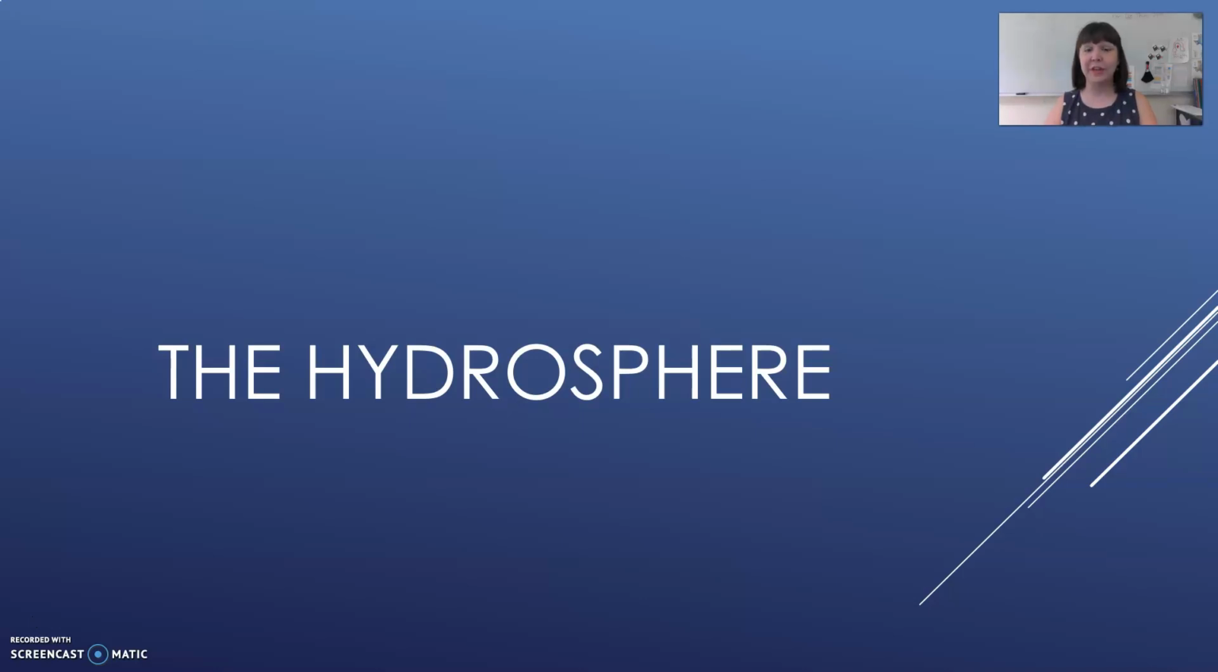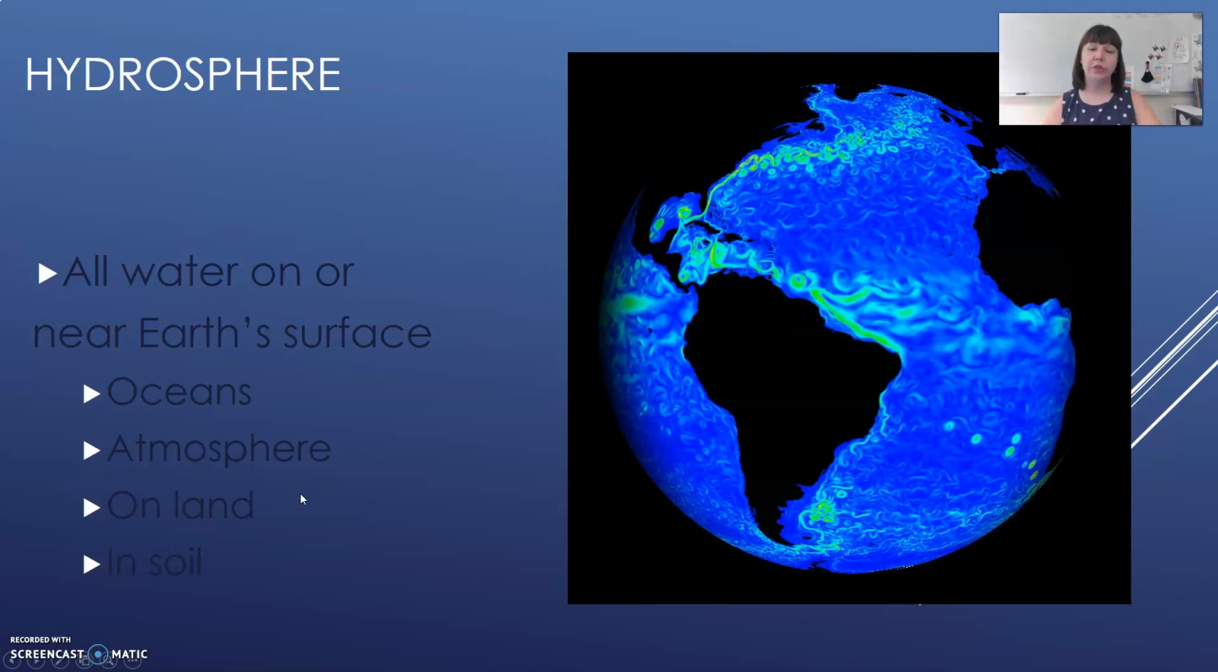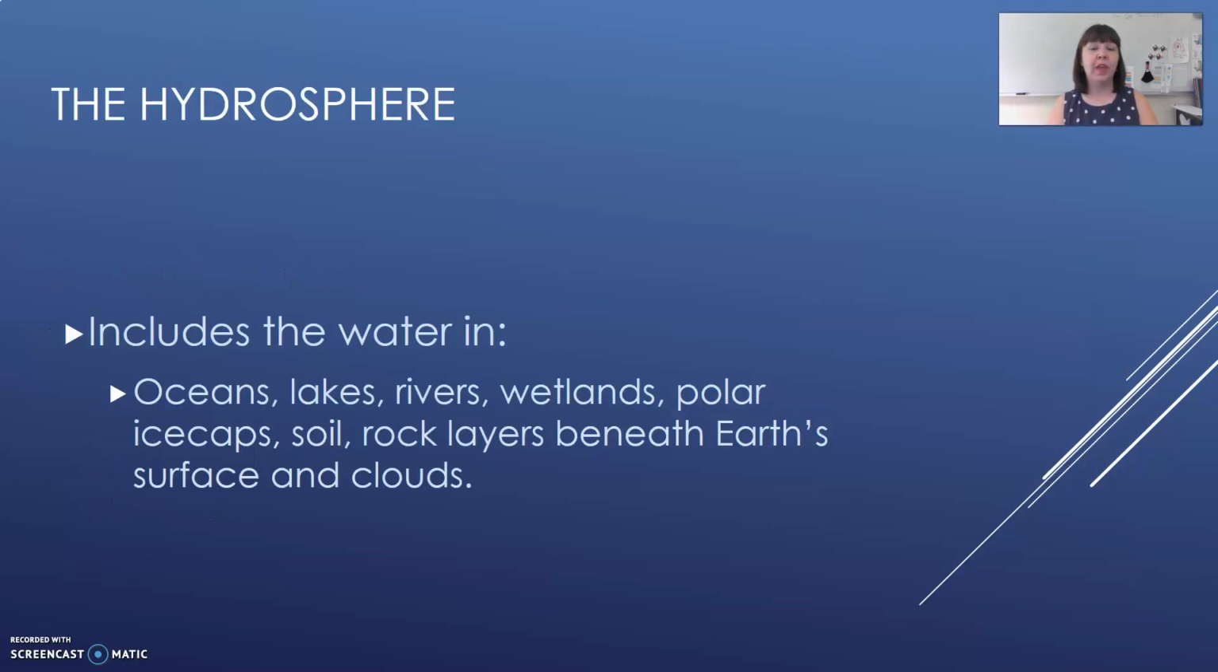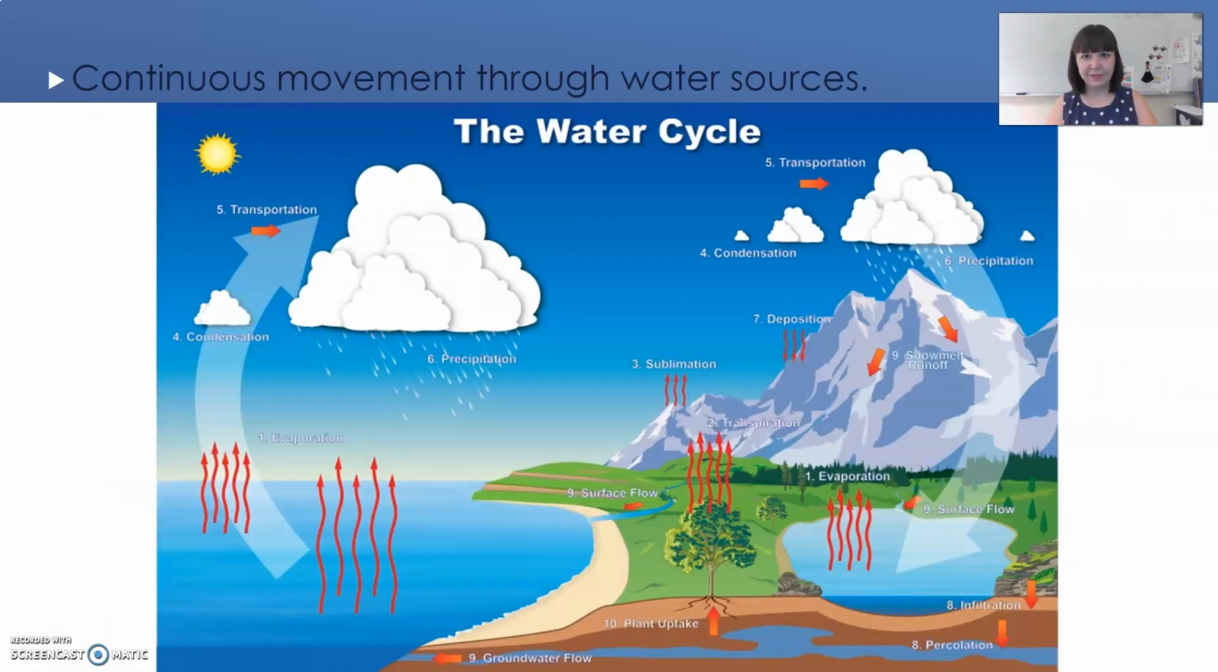All right, today we're going to look at the third sphere, the hydrosphere. Now, hydro means water, and the hydrosphere is anywhere that you find water. So the hydrosphere will include the oceans, the atmosphere, the land that is on water, the water that is on land, and the water that has percolated into the soil. So that includes all the water in our oceans, lakes, rivers, wetlands, polar ice caps, rock layers, and clouds.